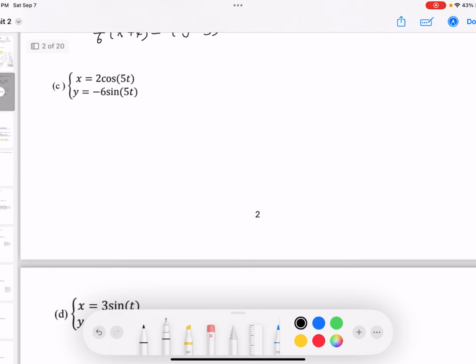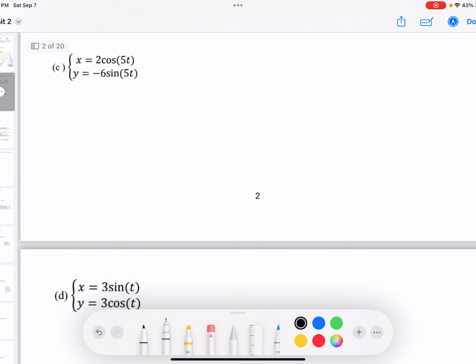Okay, let's see the next example. So this parametric equation, how do we eliminate the t and then find the relationship between x and y? It's hard for us to isolate the t from one of the equations. But we have learned this: sine theta squared plus cosine theta squared is equal to 1, and it doesn't matter what my theta is.